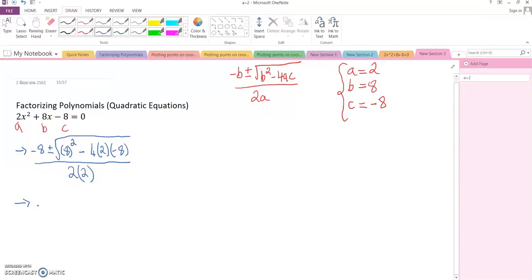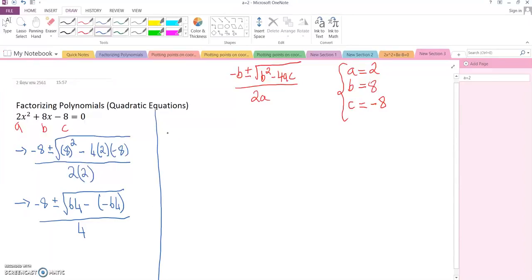Next step, let us break the brackets. So we have minus 8 plus minus. Inside the square root, we have 8 to the power of 2, which is 8 times 8, which gives us 64, minus 4 times 2 gives us 8, 8 times negative 8 gives us negative 64. Again, all of this inside the root over 2 multiplied by 2, which gives us 4. Let us continue this side.